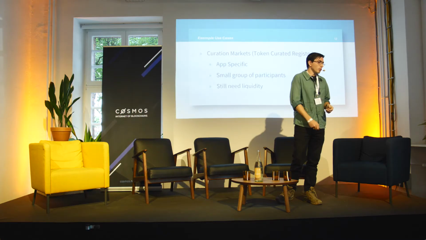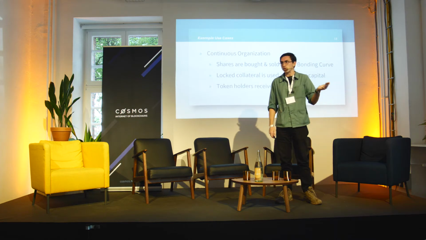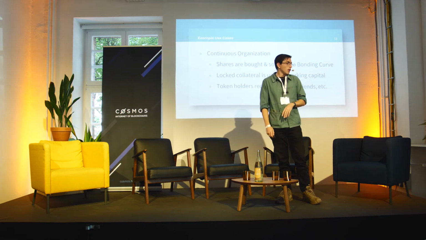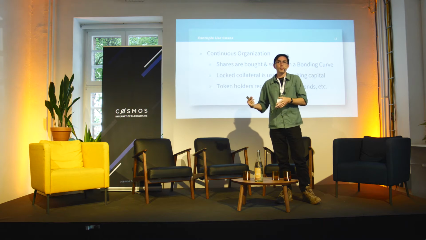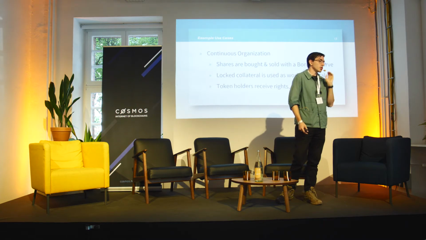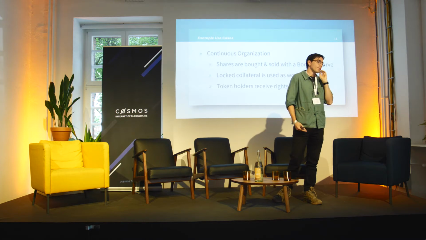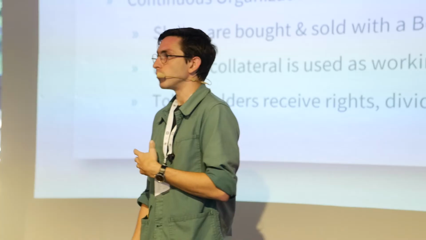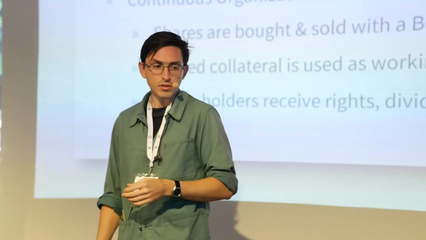Whether that's good or bad for your project depends on what it's meant for, but it might look more like a continuous organization instead of one that does an ICO. A continuous organization is like having shares that are bought and sold with a bonding curve on an ongoing basis. So that locked collateral could potentially be used for working capital. They could take money out of that collateral pool, and the token holders might receive some rights, like governance, or they might receive dividends, as if they were real shareholders.